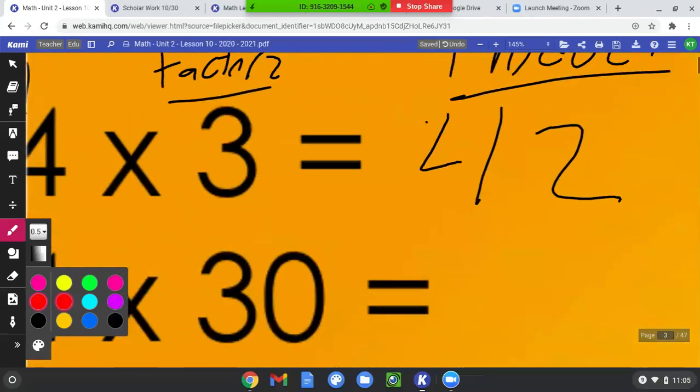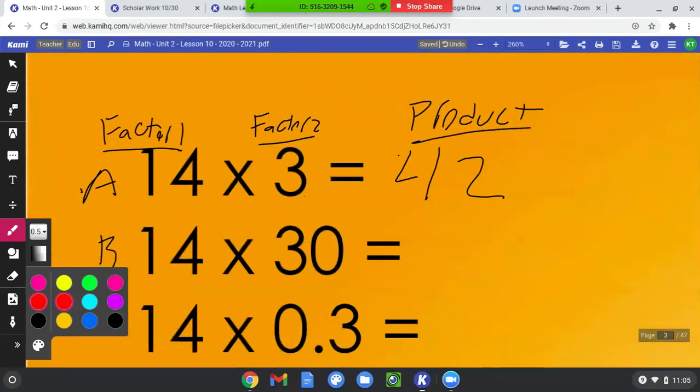So let's look. From A to B, we see that factor 2 is increasing by 10, 1 place value. So our product is going to do the same thing. Our product is going to go from 42, and our place value is going to increase.